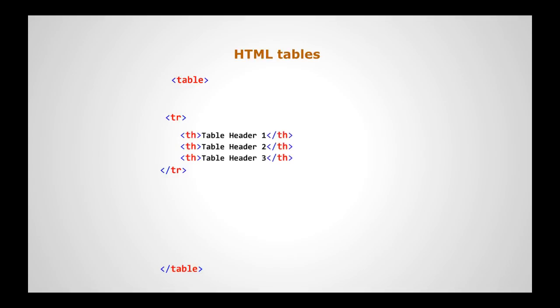The th element represents a header cell in the table. The text in the th elements are bold and centered by default. The td element represents a cell or a placeholder for data.